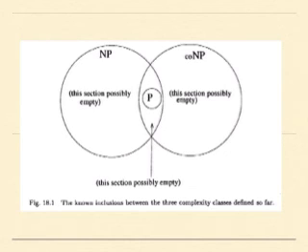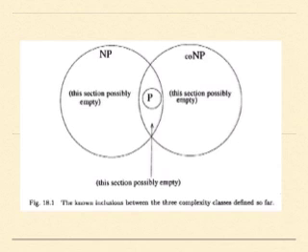The non-inclusions between the 3 complexity classes defined so far. At this point, you are asked to test your understanding of the concepts of this section by proving the following proposition. Proposition 18.13. The following 2 statements are equivalent. 1. P equals NP. 2. P equals coNP.